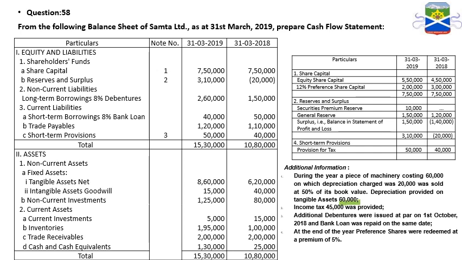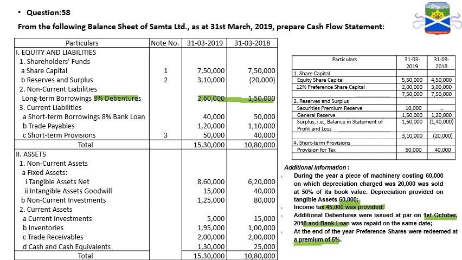So 60,000 is the depreciation charged on tangible assets, total depreciation on machinery. Income tax provided, sorry, provided is 45,000. Additional debentures were issued at par on 1st October, the date is given. So you have to calculate the debenture interest, and based on that the new issue of the debenture. So 1,10,000 of debenture is issued, and on that 1,10,000 you have to calculate six months' interest at 8%.